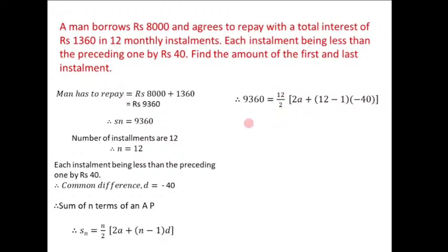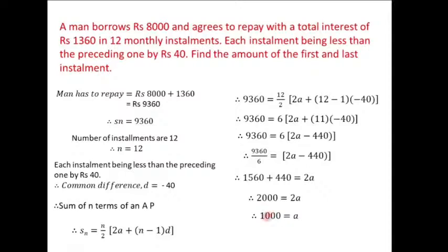If we simplify further, we get 9360 is equal to 12 divided by 2, that's 6, into bracket 2a plus 12 minus 1, that's 11, into minus 40. So 9360 is equal to 6 divided by 2, and that is 1000. So here a, which denotes the first term for this AP, is equal to 1000. That means the amount of the first installment is rupees 1000.